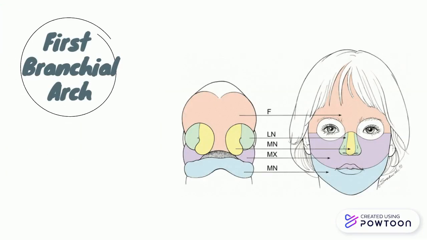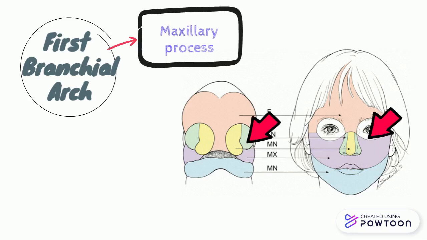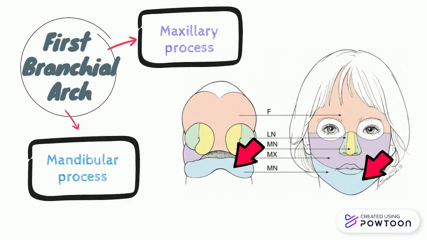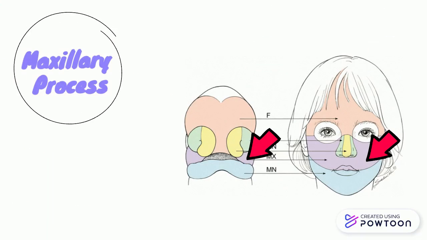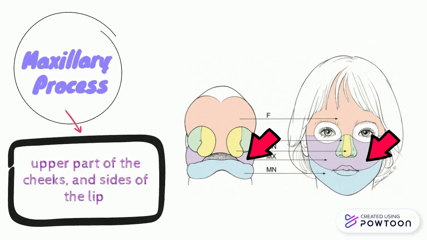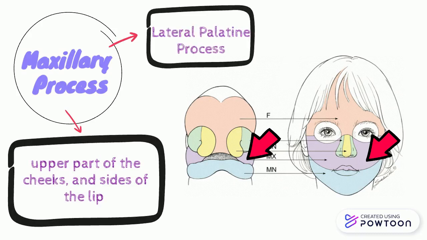The first branchial arch gives rise to the maxillary process and mandibular process. The maxillary process accounts for the formation of the upper part of the cheeks, sides of the lip, and the secondary palate or the lateral palatine process, which includes the palate and maxillary alveolar arch.